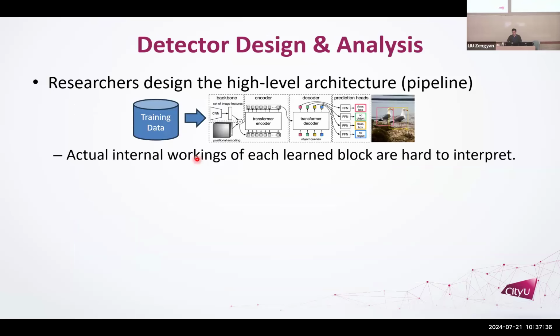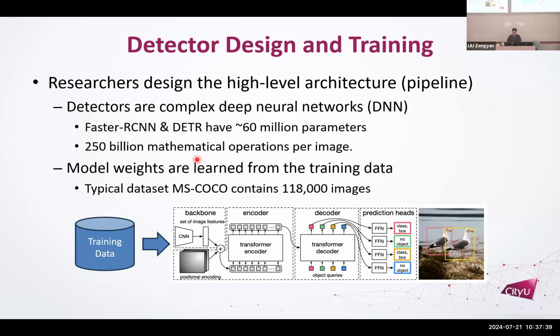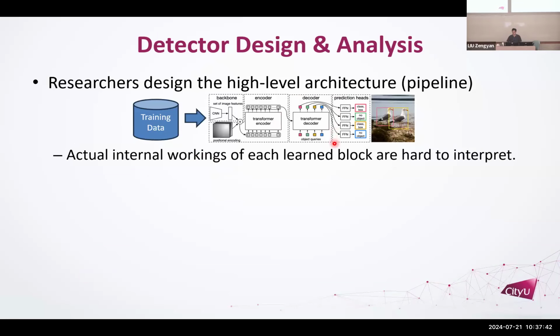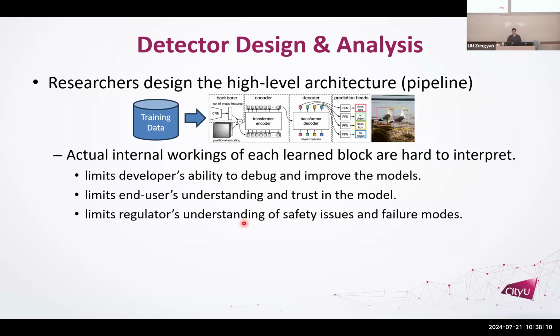Okay, but the problem is that we designed this high-level architecture like this DETR, this pipeline, okay, and then we just let it go. And then we say, okay, just learn from the data. And whether or not this architecture is correct, whether the biases that we put into the architecture are useful or not, kind of depends on the data. And we just let it go, and then we're done. Okay, but as scientists, we have actual questions about whether this is working. Okay, and the actual internal workings of each block are very hard to interpret. Okay, and this really limits what we can do. So for developers, that limits our ability to debug and improve the models.